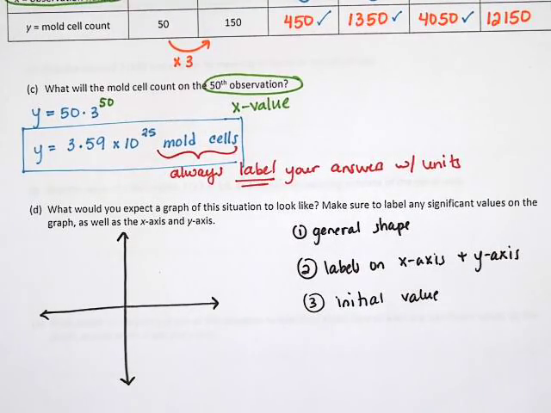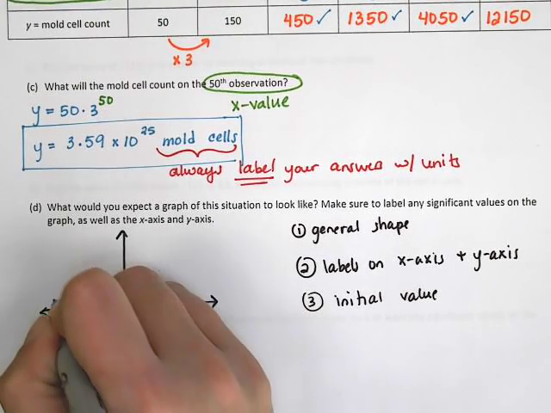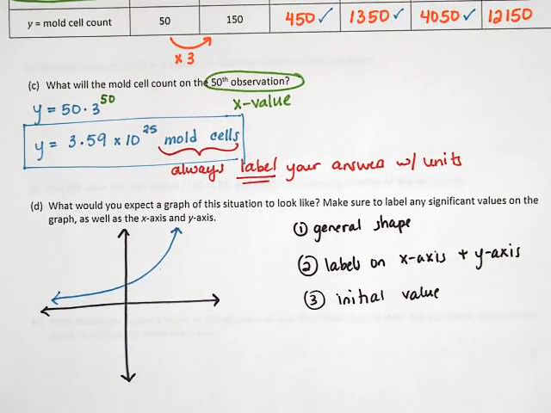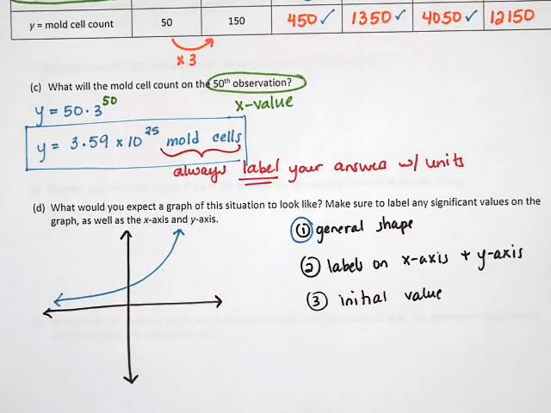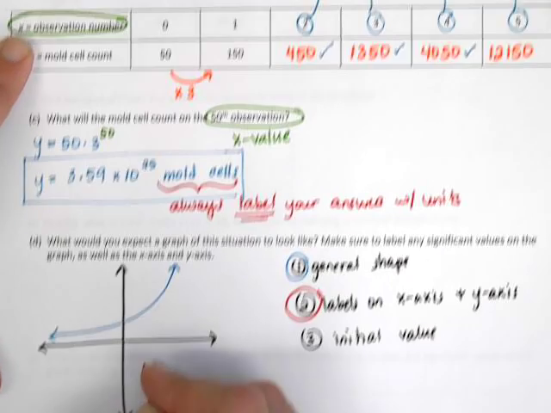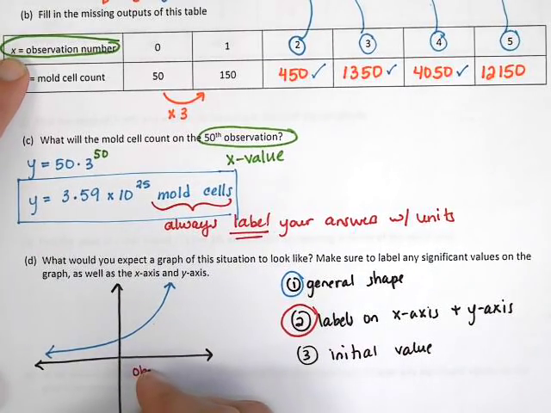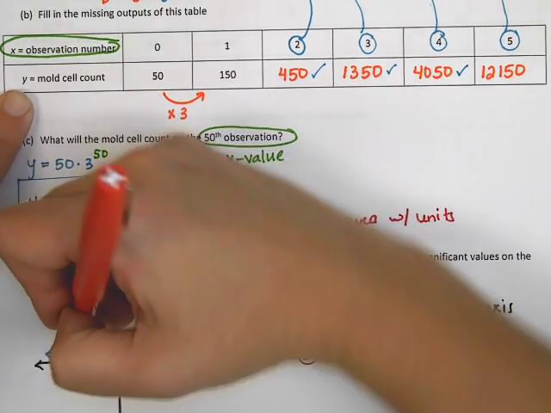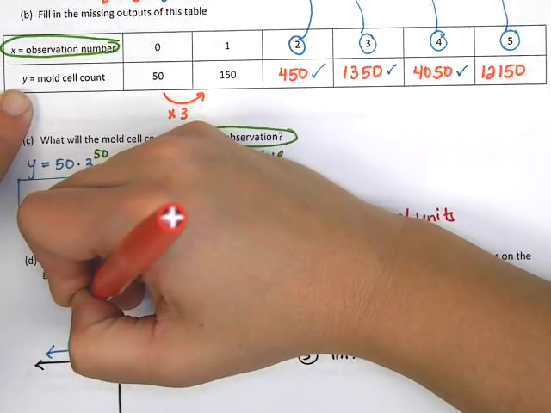So if I were to graph this, because this is an exponential function and my numbers are getting larger, I would expect it to be an exponential growth picture, which would look like this. Now my labels would be, so this is the general shape. I'm doing this one in blue. The labels, when I say label your x and your y-axis, I'll do this in red. Here's what I mean. Under the x-axis, you should write that x, and I'm getting this from the table, is the observation number. And the y-axis, and again I'm getting this from the table, is the mold cell count.